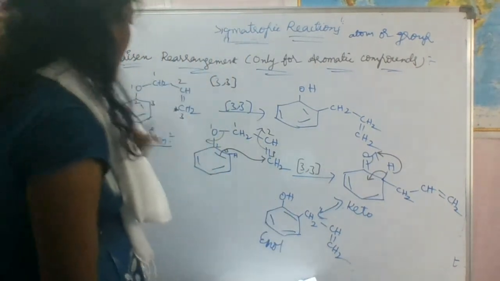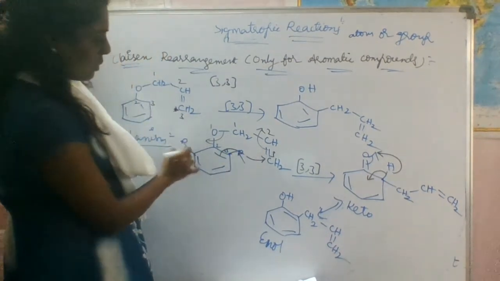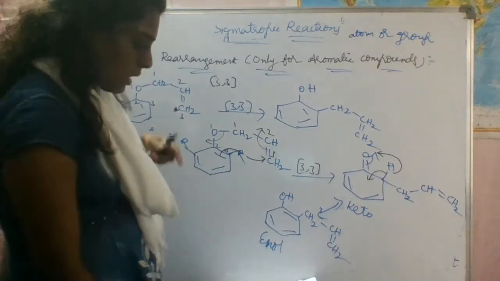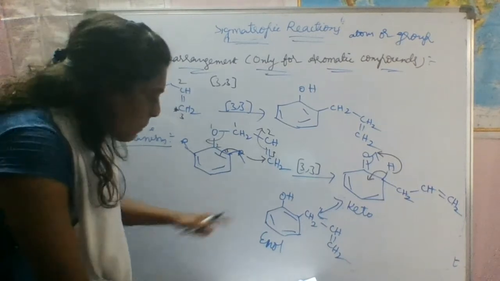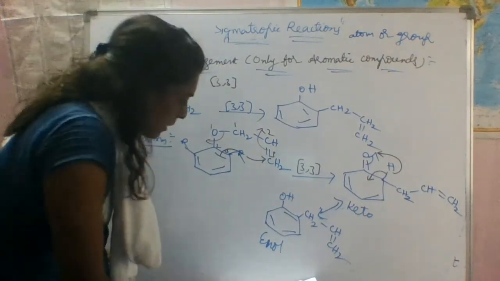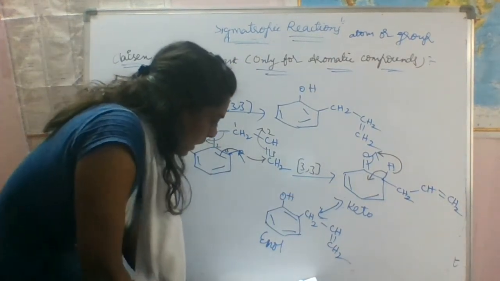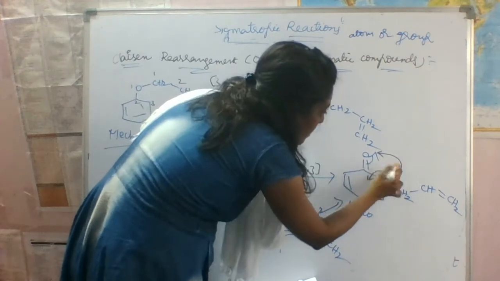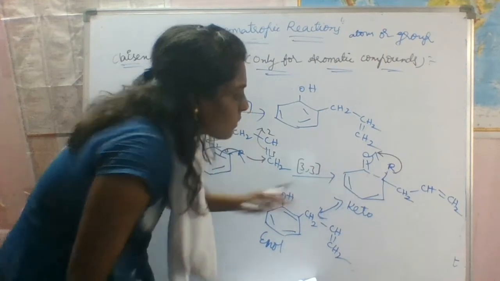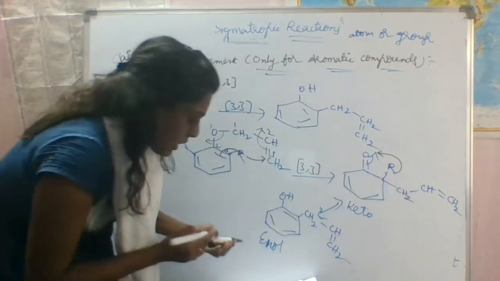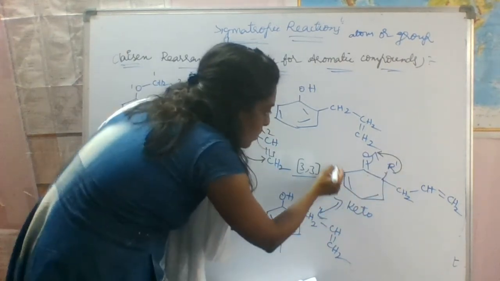Okay, so means if it is occupied by R groups, both R groups, then it will attack the para position. Okay, it will attack the para position. Let's see how it will happen. Okay, so it will happen here. R is there. Next, here there is no hydrogen to shift. Okay, so that's why, what will happen now here, this is R1 and this is R.